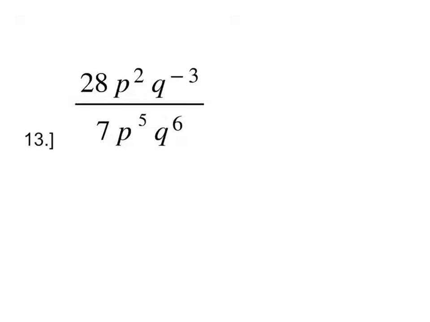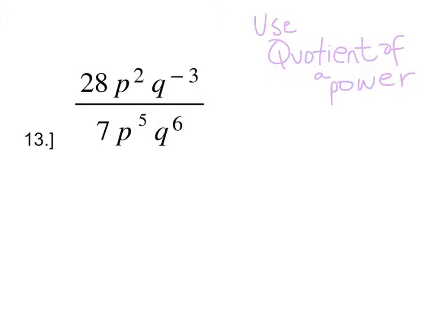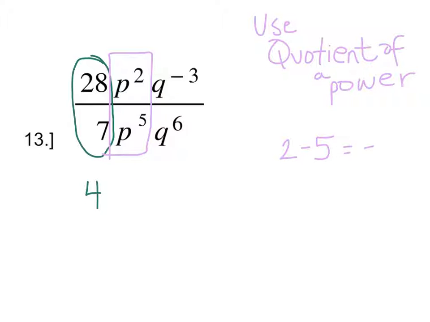For number 13, we have a division problem, so we can use the quotient of a power. Quotient of a power says when the bases are the same and we're dividing, we keep the base and subtract the exponents. We also have coefficients in this problem, so we'll start off by doing regular division with those. 28 divided by 7 equals 4. Then we'll look at our p's. We keep the base and subtract the exponent, but be careful here. This is 2 minus 5, which equals a negative 3.